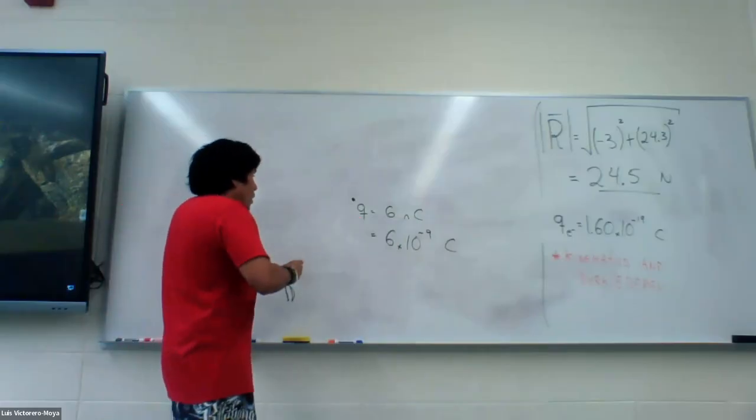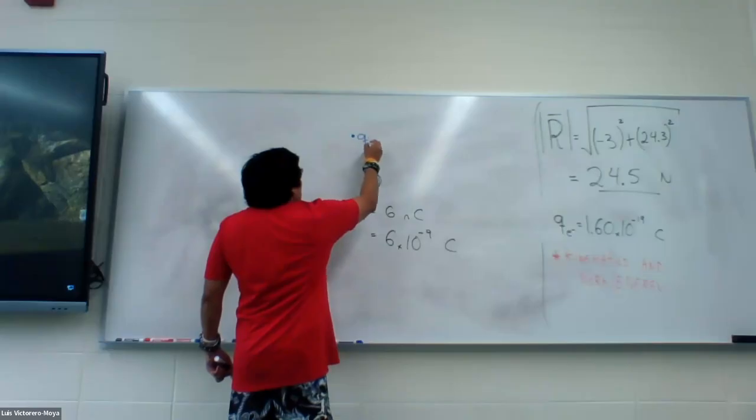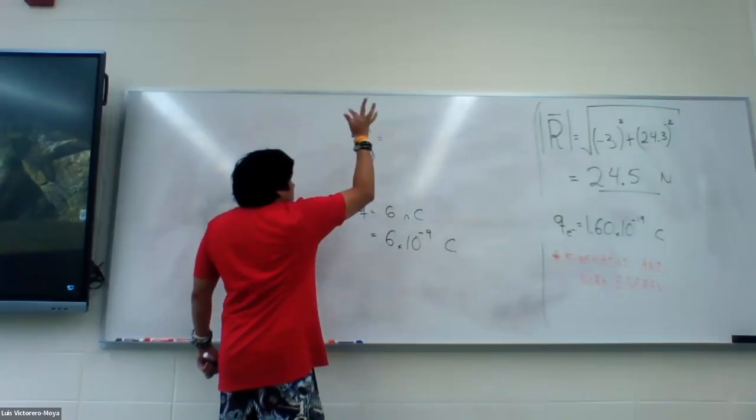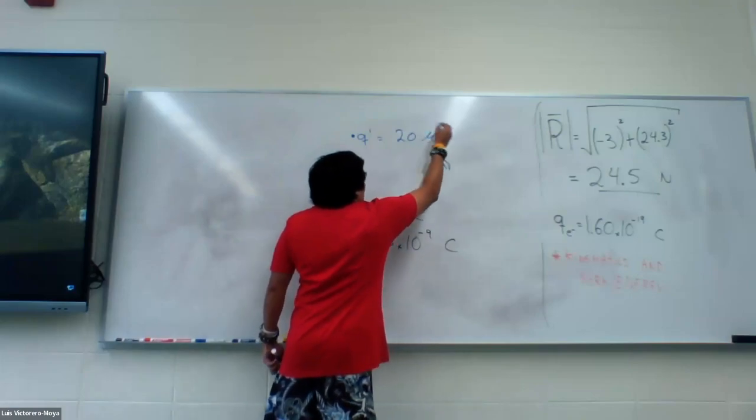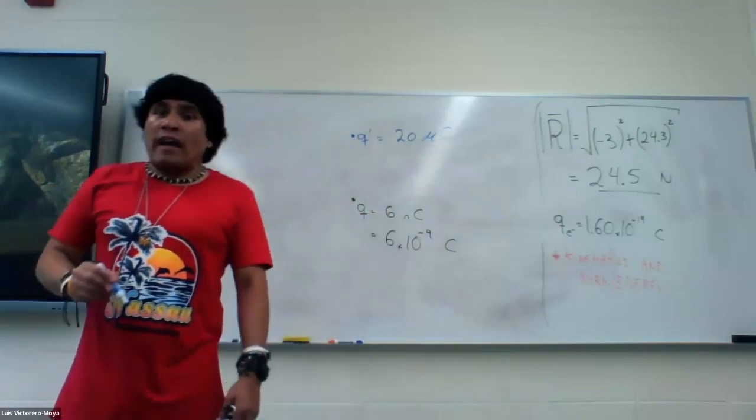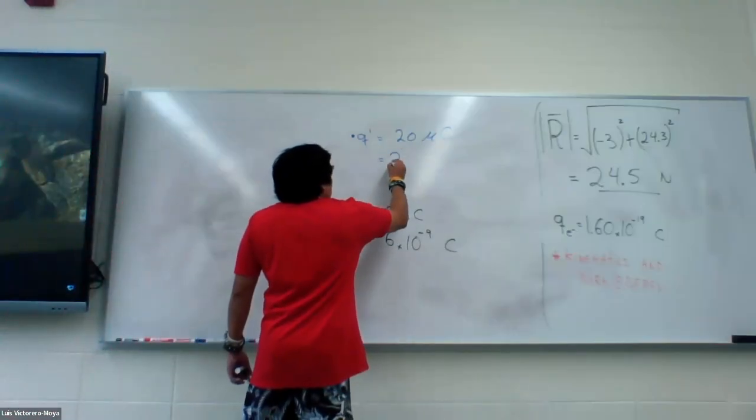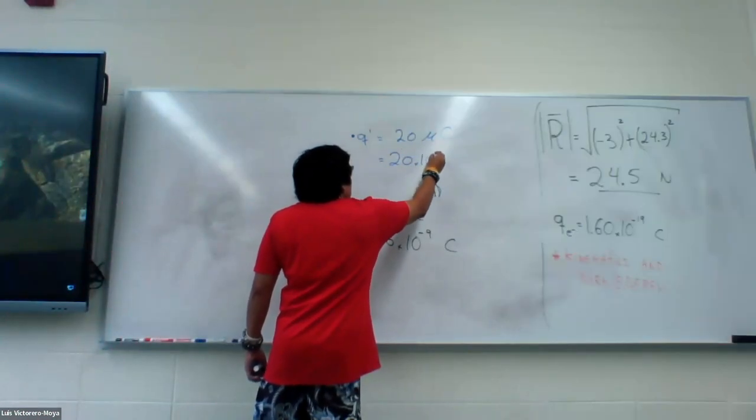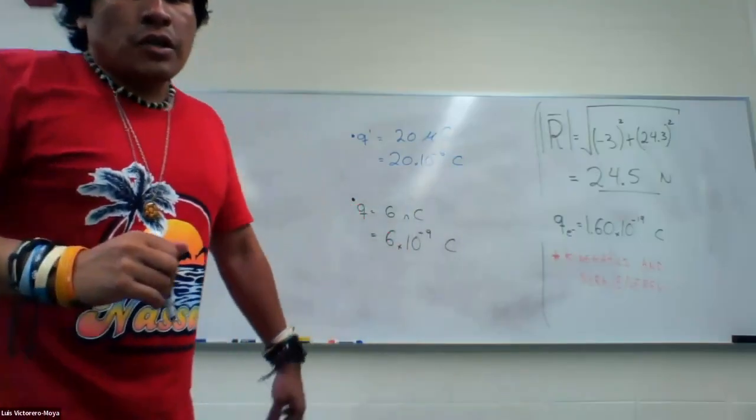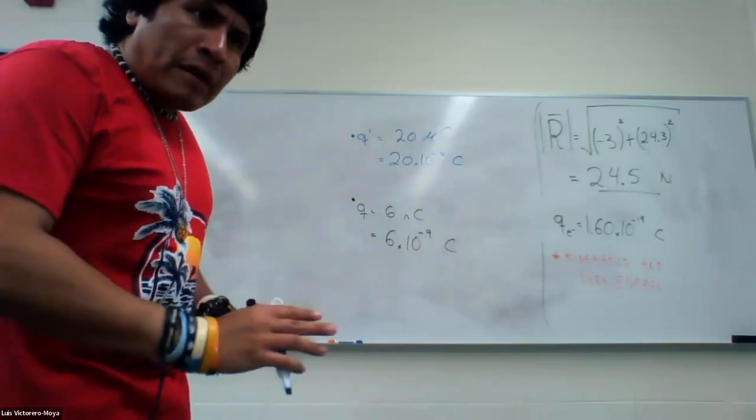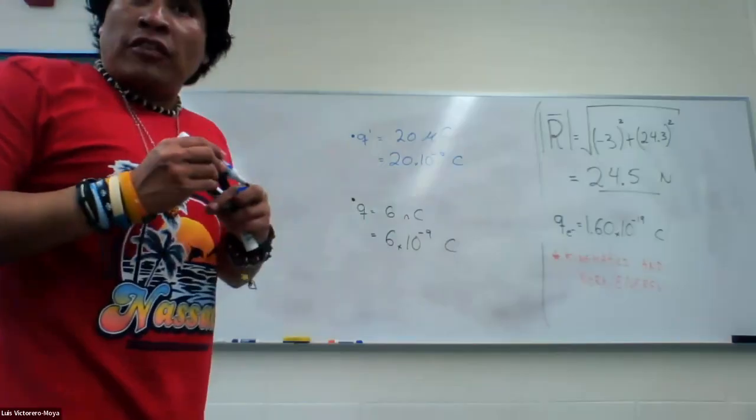I can also give another charge, Q prime, and I can say that's equal to 20 microcoulombs. Micro is 10 to the negative 6. So we just say that that's equal to 20 times 10 to the negative 6 coulombs. All right. So just keep in mind that in the textbook, in exams, and in the class, we're going to be using prefixes like that.